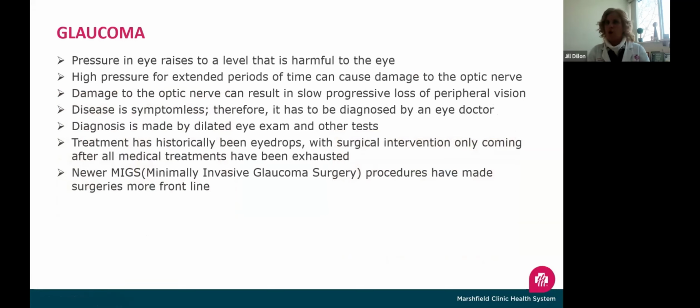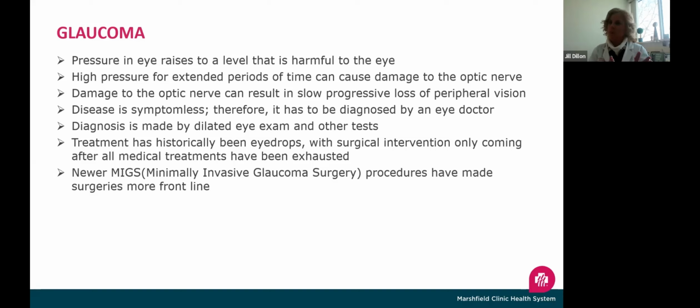Let's talk about glaucoma. Glaucoma is probably one of the least understood diseases out there. And it's a very interesting disease, actually, and something that affects a lot of folks. What is glaucoma? Well, glaucoma is when the pressure in your eye raises to a level that's harmful to your eye. Now, the reason I say the pressure in your eye is because what your eye can handle may be different than what my eye can handle or what your family member's eye can handle. And so it's a little bit of a judgment call.